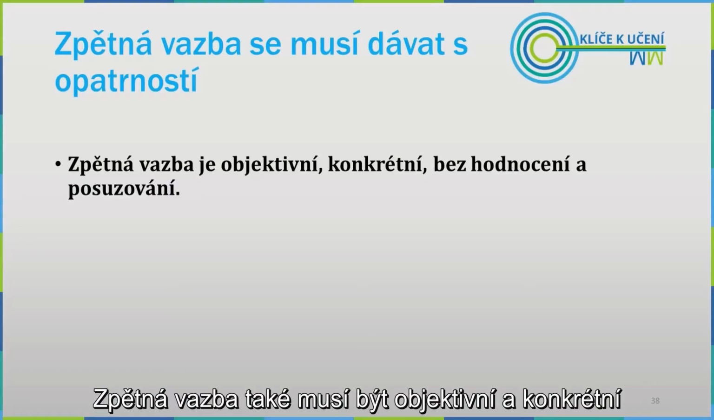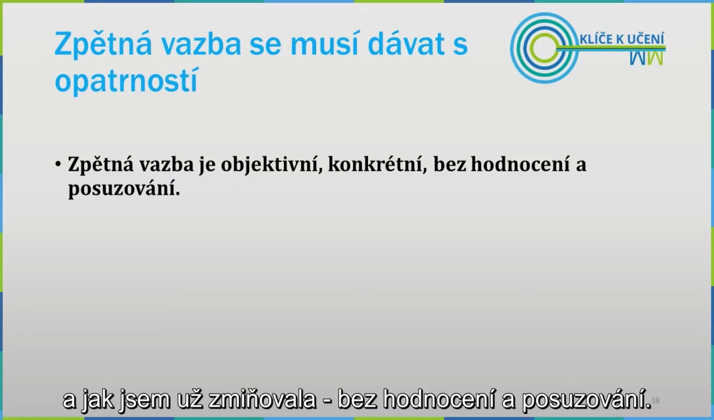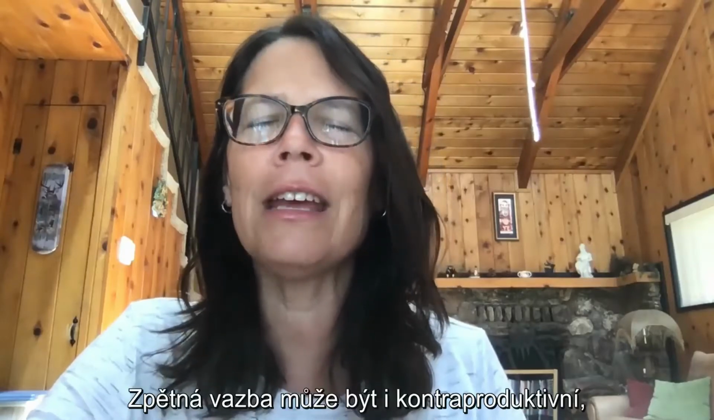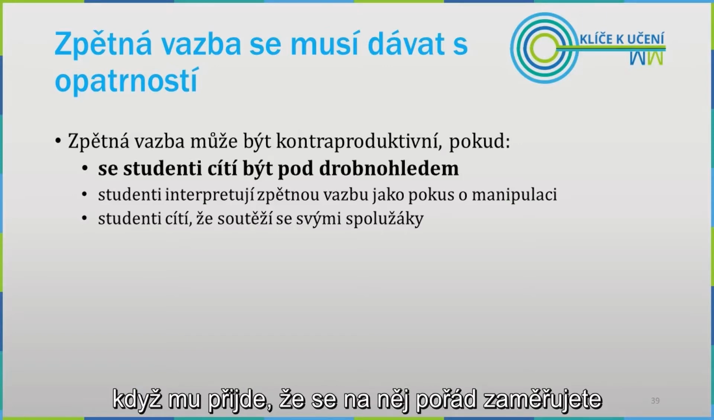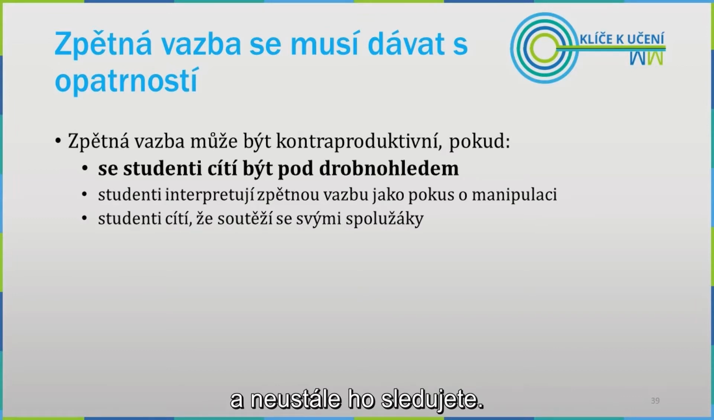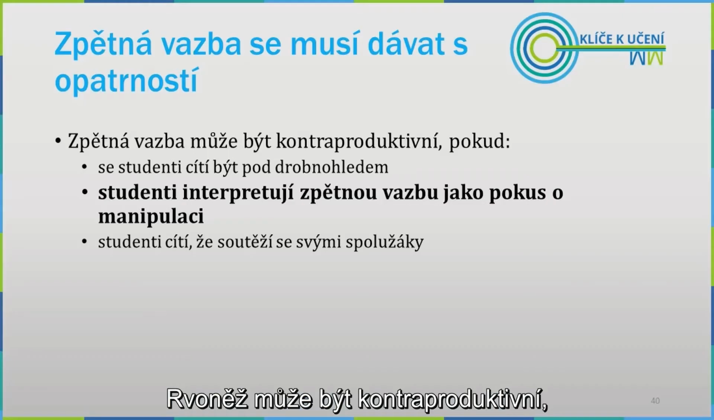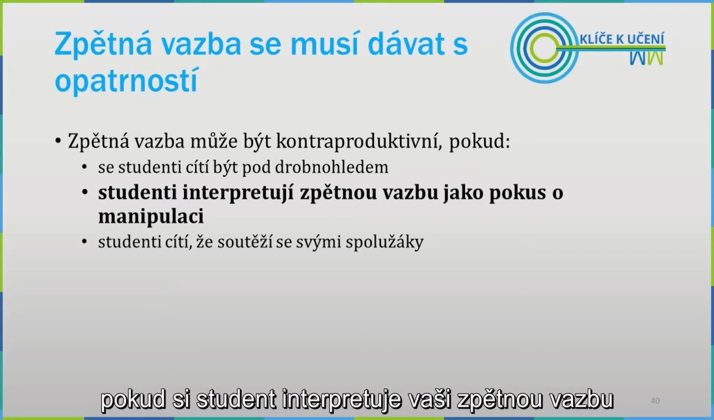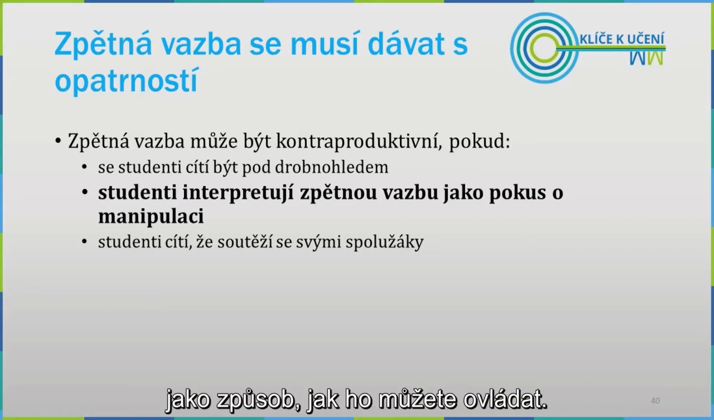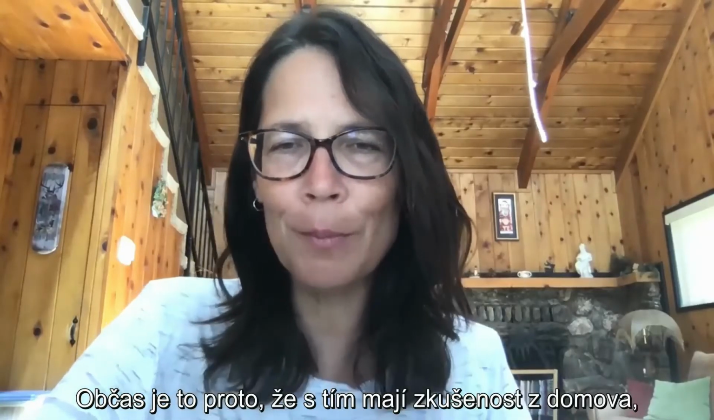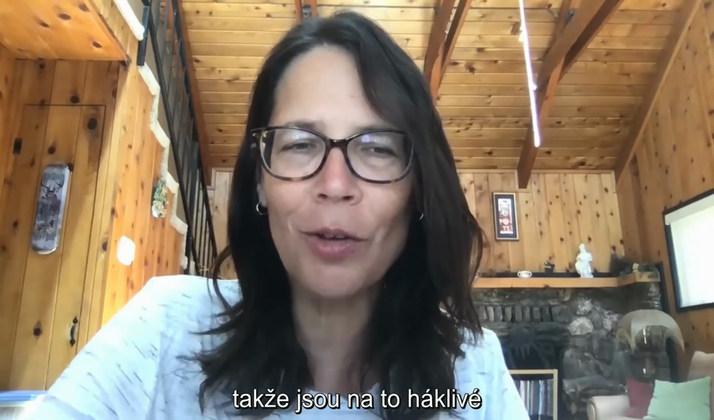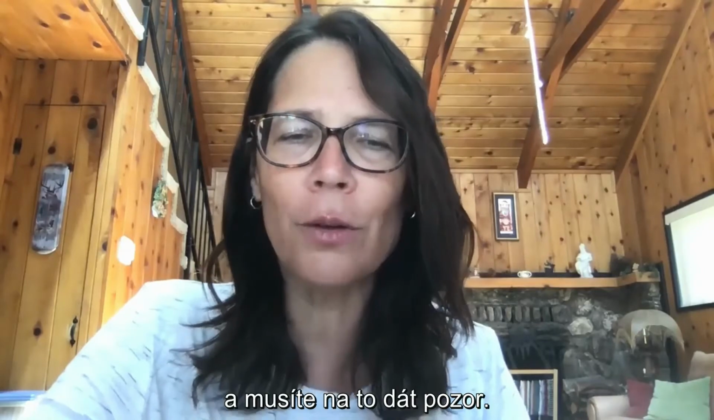Feedback also needs to be very objective and specific, and as I mentioned earlier, without evaluation or judgment. Feedback can be counterproductive if the student is feeling too closely monitored, like you're just on top of them and watching them the whole time. It can also be counterproductive if students interpret your feedback as a way that you're trying to control them. There are children who are more sensitive to control than others. Sometimes it's because they had more control at home, and so they're bristling at that right now. So you're going to have to watch out for that.